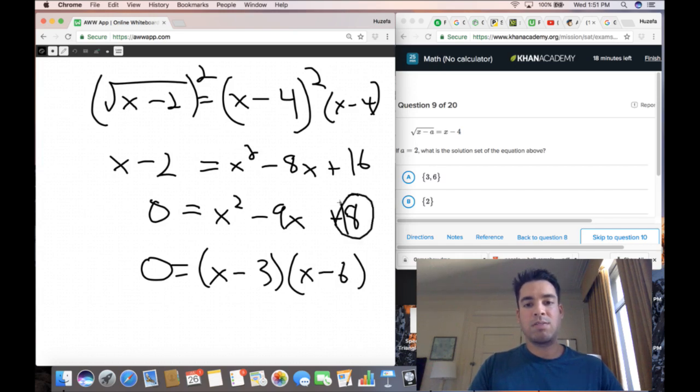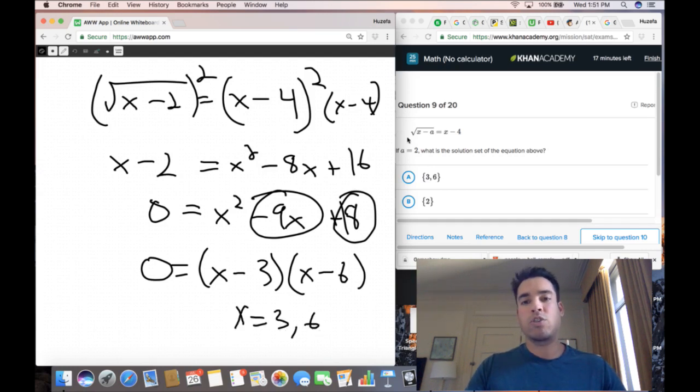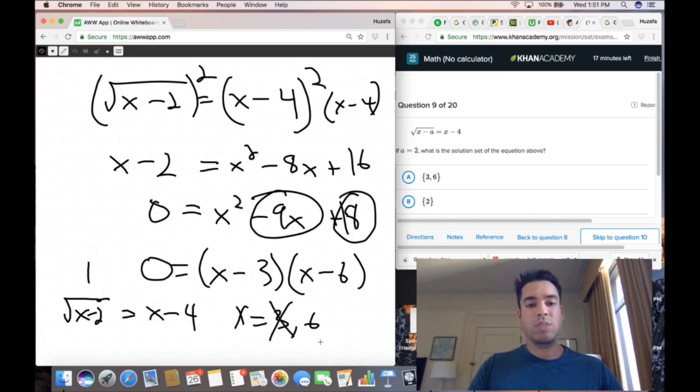Those will multiply to positive 18 and add to negative 9. So our solutions are x equals 3 and 6. And then we just got to check for extraneous solutions by going back to the beginning. So square root of x minus 2 equals x minus 4. If we plug 3 in, we get 3 minus 2 is 1, square root of 1 is 1. 3 minus 4 is negative 1. So I think that's an extraneous solution, but 6 should work.